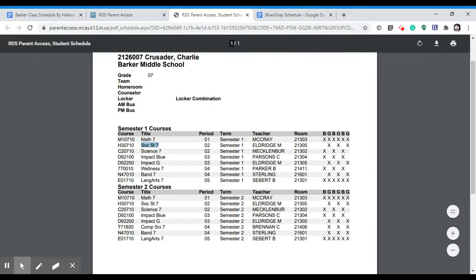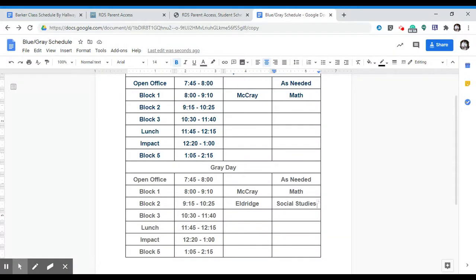I go back and I can see on blue days for second period, I have Miss Mecklenburg for science. So I'm going to go up to my block 2, which is right here. I'm going to type in Mecklenburg. I'm going to type in science.